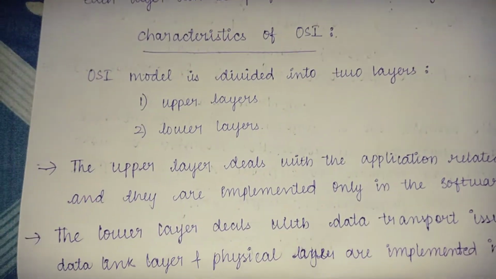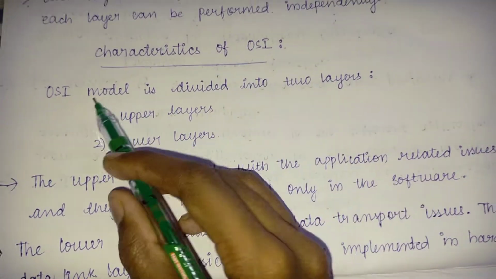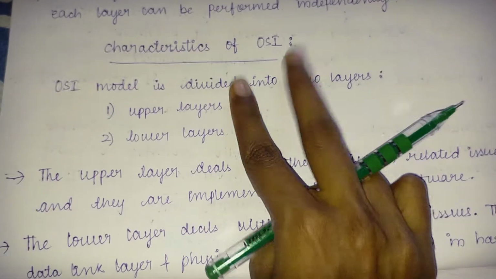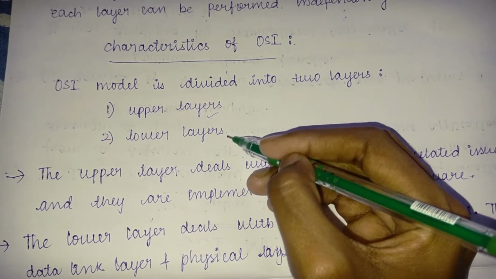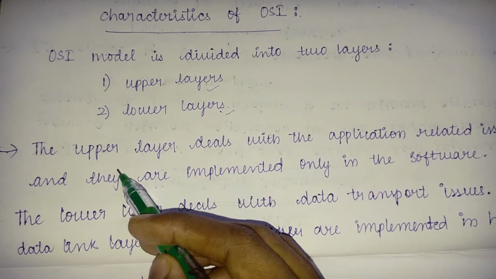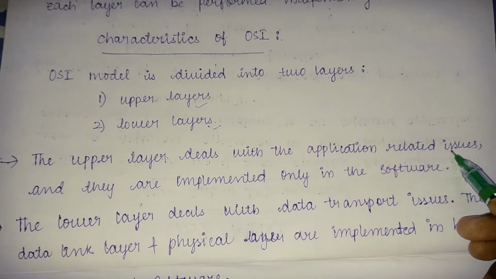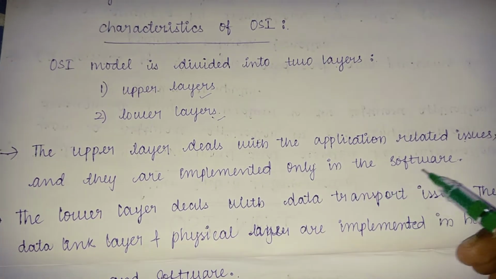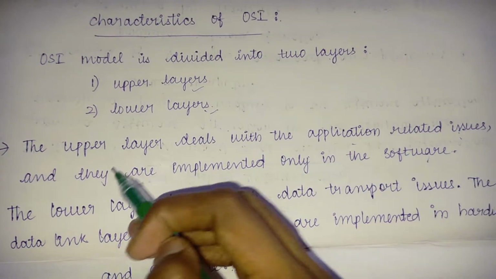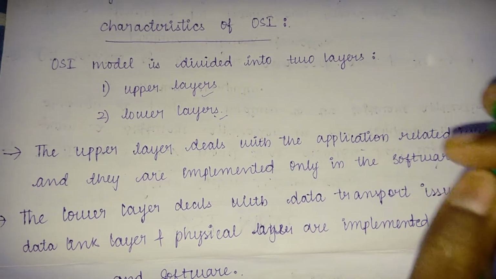Now let's see what the characteristics of OSI are. The OSI model is divided into 2 parts. Characteristics are of 2 types, that is upper layer and lower layer. So what is the upper layer? The upper layer deals with application related issues and they are implemented only in software.